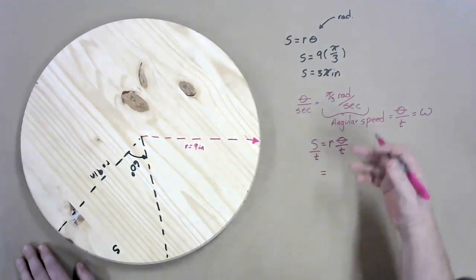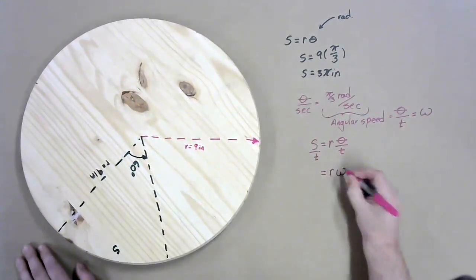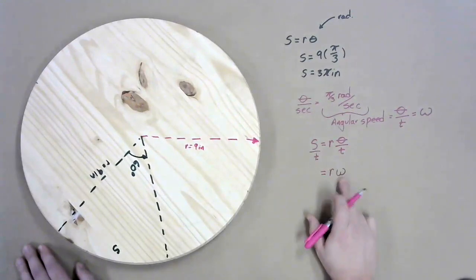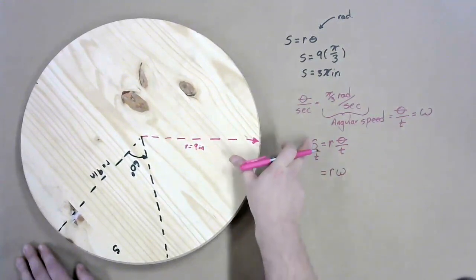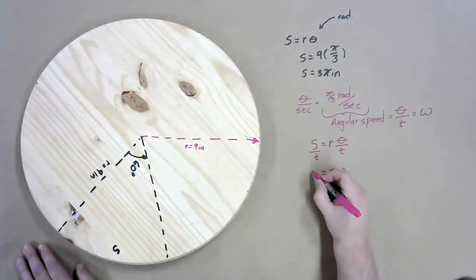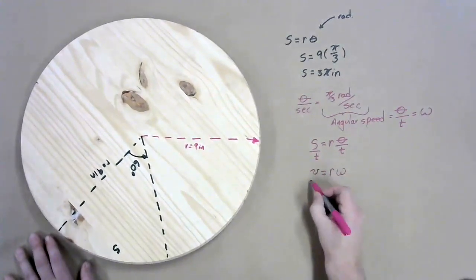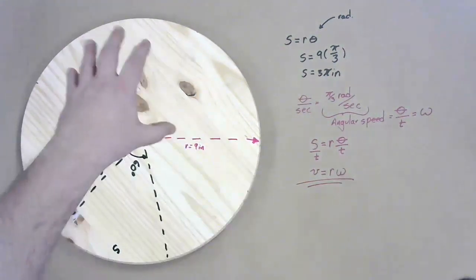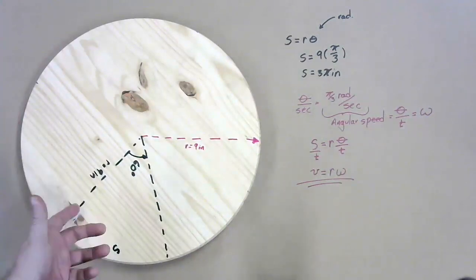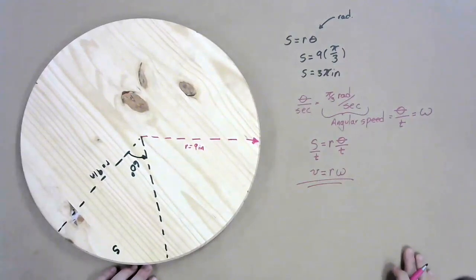That means our formula changes to r omega, our radius times our angular speed, being equal to arc length over time. This is like inches per second. That's a velocity, v. So this v equals r omega. It's a new formula for us for linear velocity versus rotational speed on a spinning object. It's essentially just a modification of this s equals r theta, our arc length.